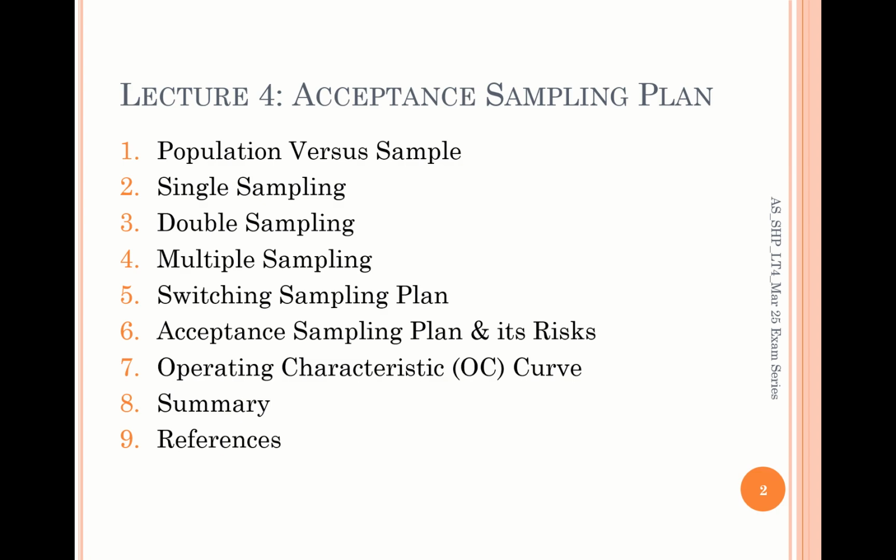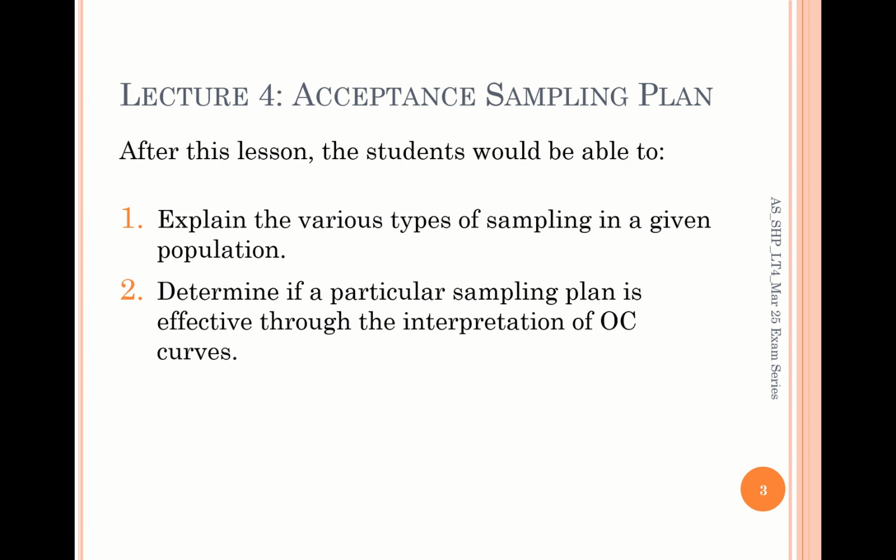Okay, so we'll take a look at some of the terms that people use in sampling, population versus sample, some sampling techniques, single, double, multiple, and how people change their sampling plan. And then we take a look at the acceptance sampling plan again and the OC curve. Okay, this one is the most difficult part of this lecture. Okay, let's quickly go through things that should have been covered already.